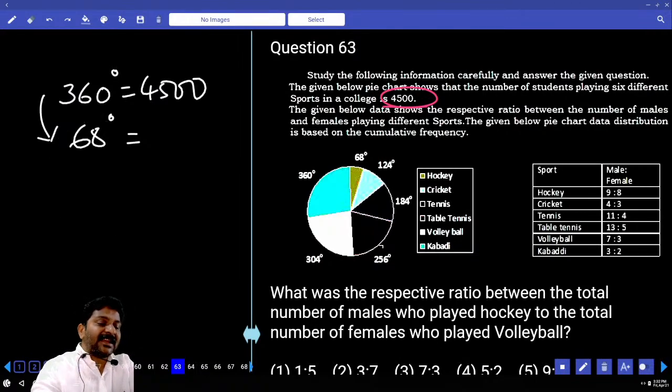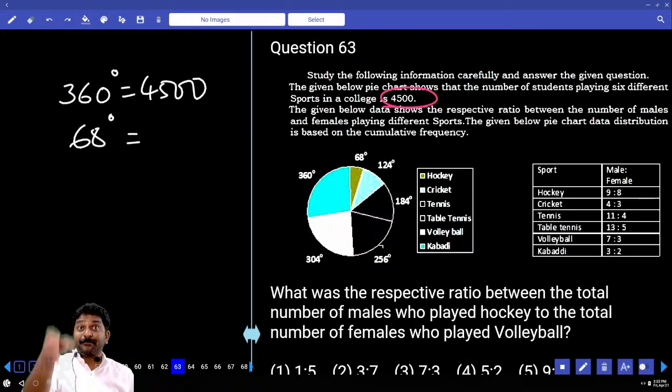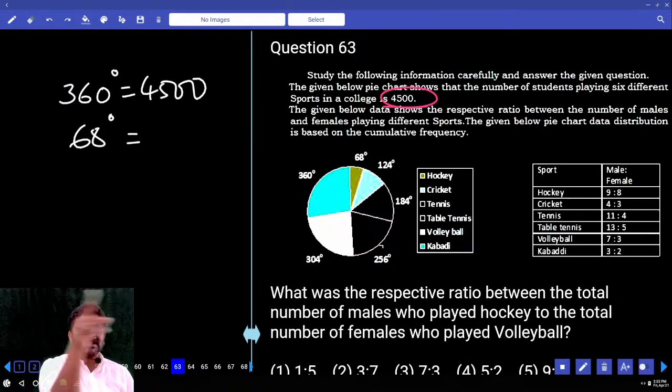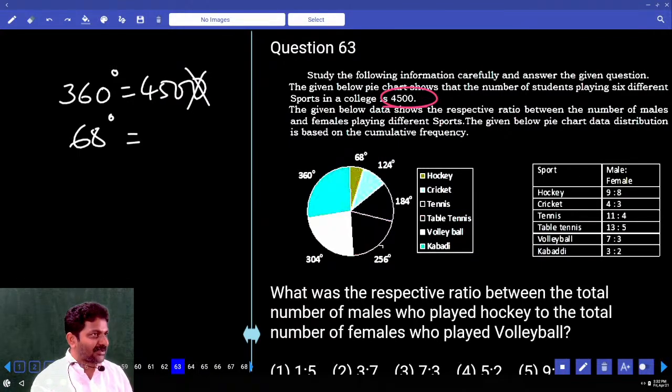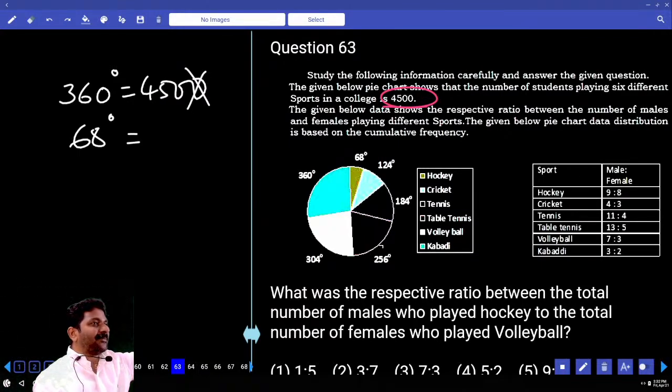68. Is 68 anywhere directly related with 360? So now what I want is, I don't want to go for vertical comparison, I want to go for horizontal comparison. Forget about 0 for some time, because left hand side we have 3 digit number, right hand side also if you have 3 digit number, comparison becomes easy.